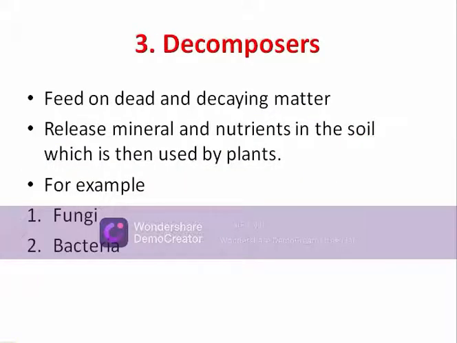The third one is the decomposers. As we described earlier, they depend on dead and decaying matter, and the one benefit they give us is that they release minerals and nutrients into the soil, which are then used by plants as fertilizer. For example, fungi and bacteria are decomposers. They get nutrition from dead and decaying matter, and in return they release minerals and nutrients into the soil. So different plants use these minerals and nutrients for their nourishment.